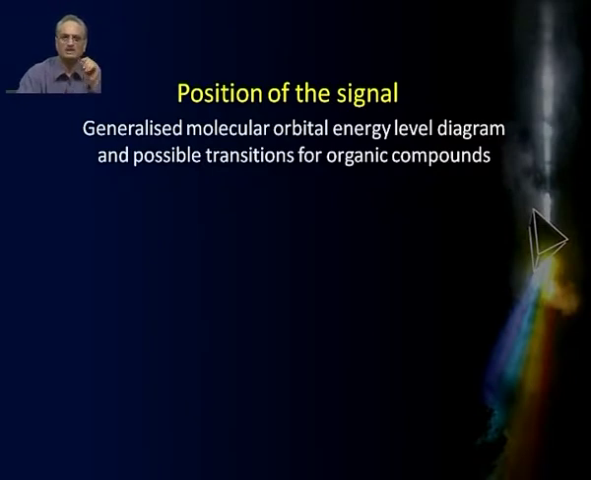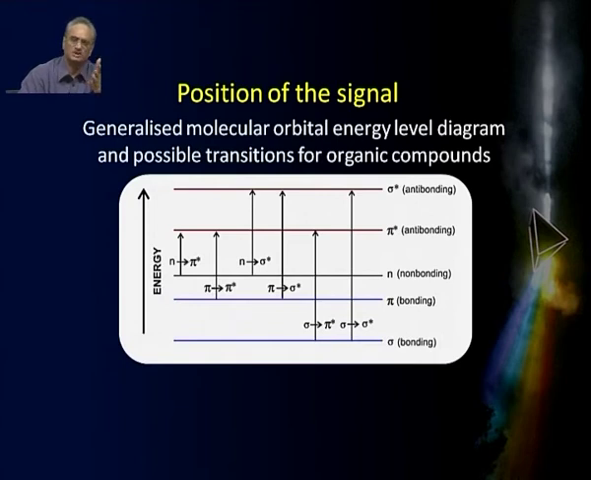To understand that, I am showing you a generalized molecular energy level diagram for a given molecule, and then see what kind of possible transitions are there. This picture I am sure you must be familiar with. This is typically a generalized diagram which shows you the possible energy levels of a given organic molecule. What you see is the sigma bonding, pi bonding, non-bonding, pi anti-bonding and sigma anti-bonding. There are 5 different broad types of orbitals we have in a molecule.